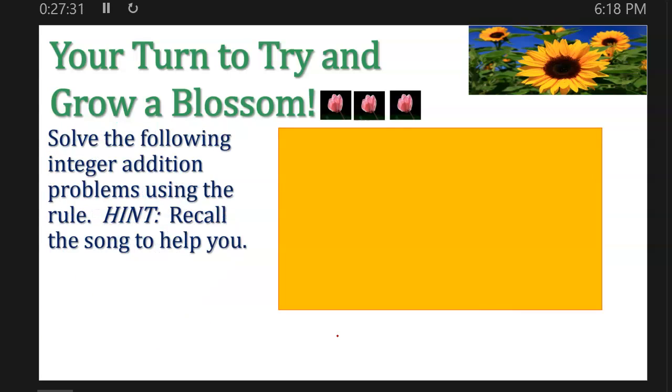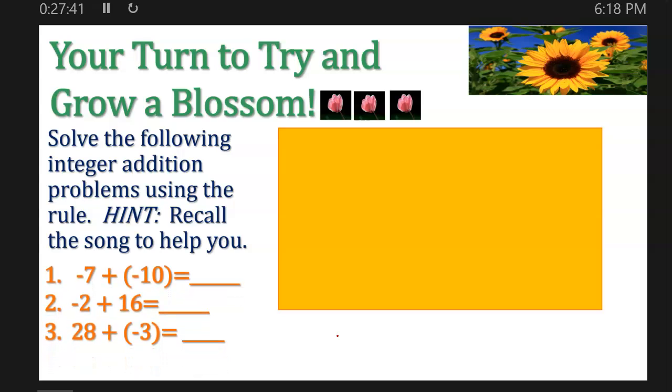All right, let's try to grow a third blossom. Solve the following integer addition problem using the rule. And this time, try to remember the song because that might help you remember how to do this one. Okay, so we have 3 here, negative 7 plus negative 10, negative 2 plus 16, and then 28 plus negative 3. So go ahead and try to remember the song and try to do those addition problems using the rule instead of a number line or chips.